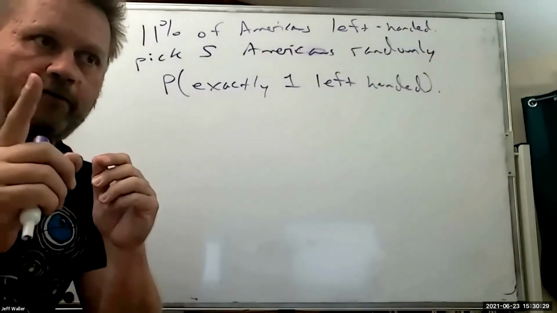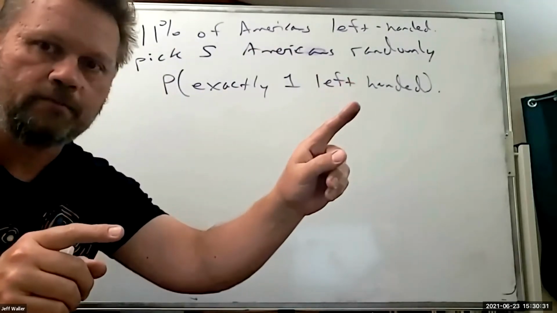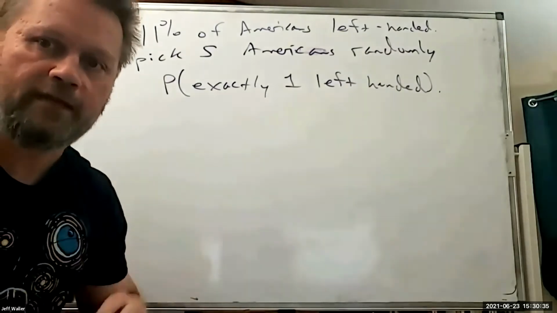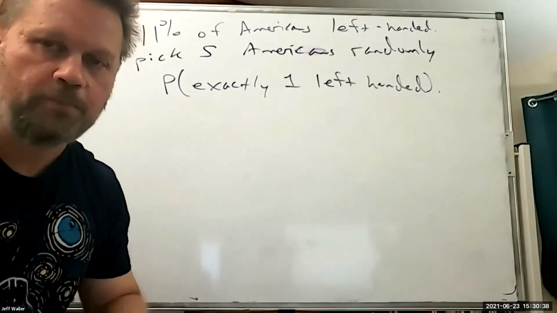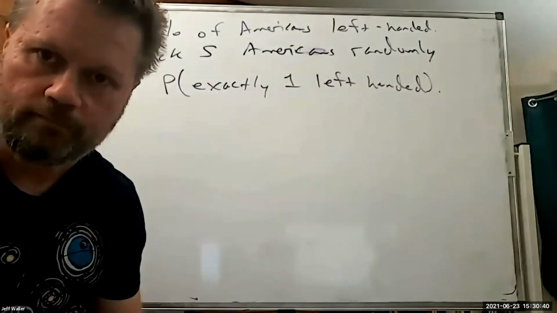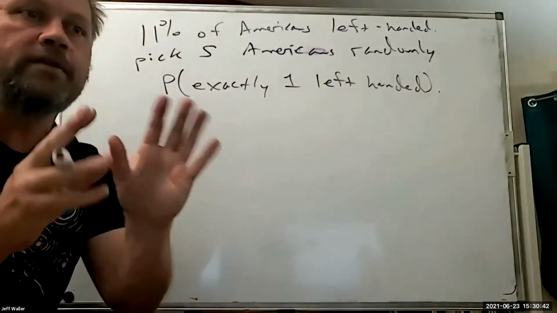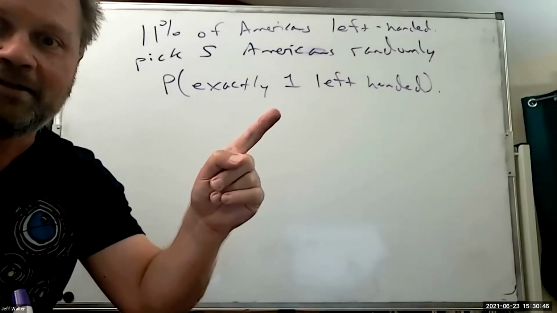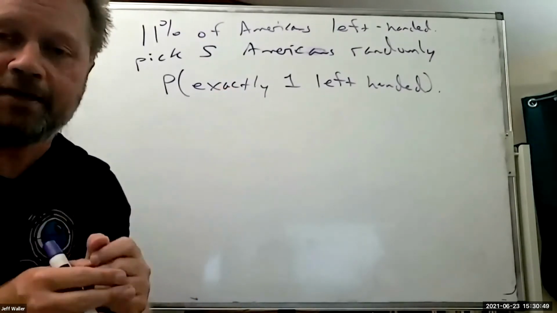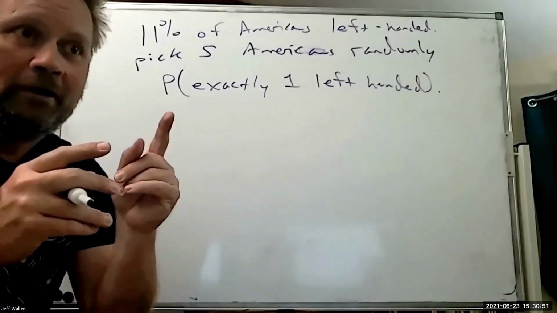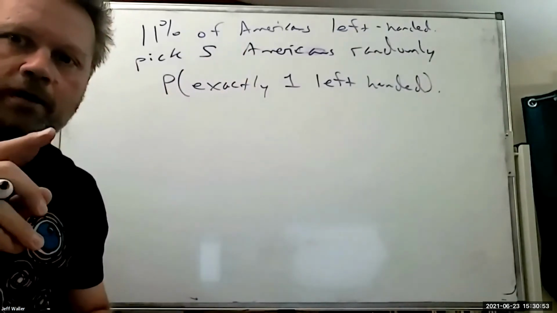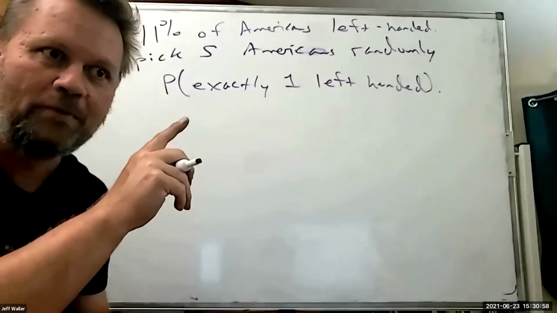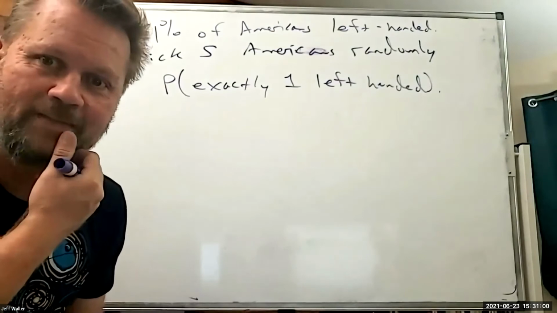I get 5 people and I line them against the wall. Does the problem tell me which person is going to be left-handed? Which person do they want left-handed? Exactly 1. It only says exactly 1. Could it be the first one? Yes. Could it be the second one instead? Yes. Could it be the third? Okay, we get it. So, is there more than one lineup that would meet what this problem wants? Yes.